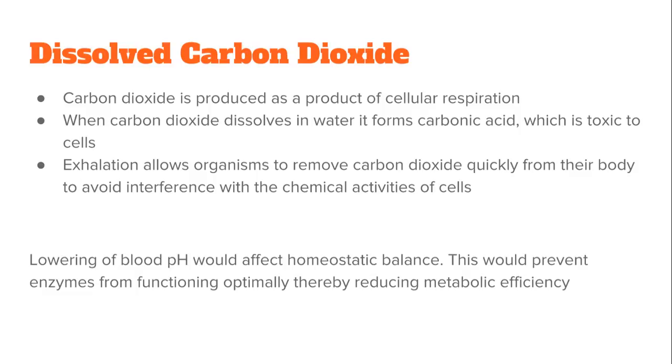Exhaling, which we know is the process by which our body removes carbon dioxide quickly, avoids that carbon dioxide interfering with any of the other chemical activities our cells need to undertake. If the pH of our blood is lowered, so as it becomes more acidic, it affects our homeostatic balance. We know that when homeostasis is not achieved, our enzymes don't function as optimally, thereby reducing our metabolic efficiency.